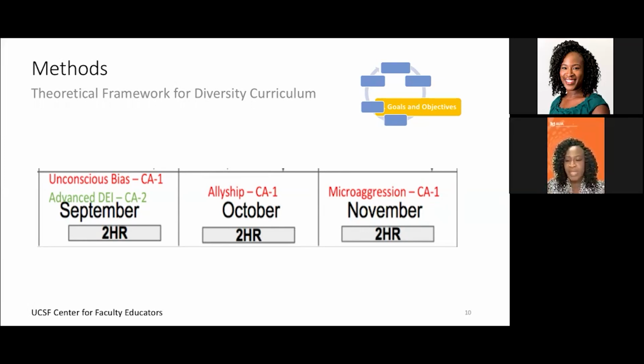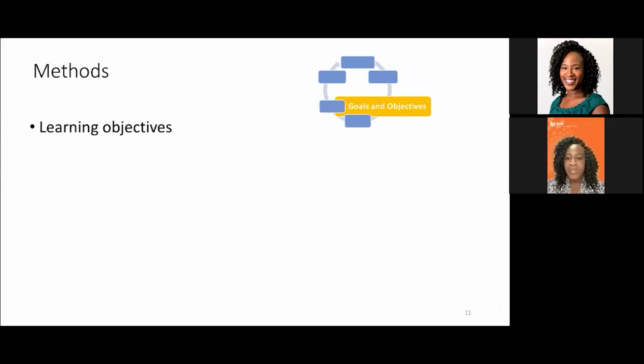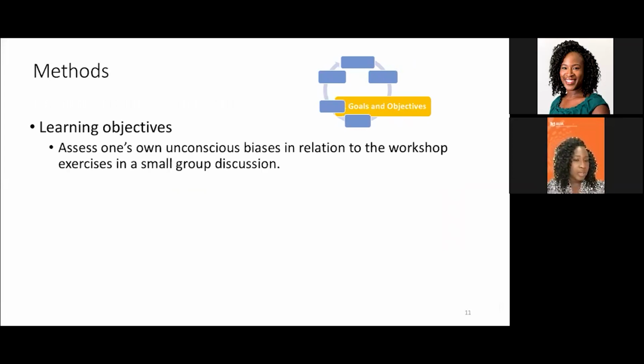So the workshop design incorporated tenets of critical race theory with an emphasis on intersectionality that highlights how an individual's various identities can differentially impact their lived experiences among people of color. This also takes us to our learning objectives, as it was aligned with survey questions and informed activities within the workshop. Some of those learning objectives included how to assess one's own unconscious bias in relation to the workshop exercises in a small group discussion.